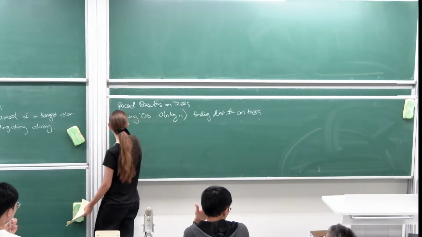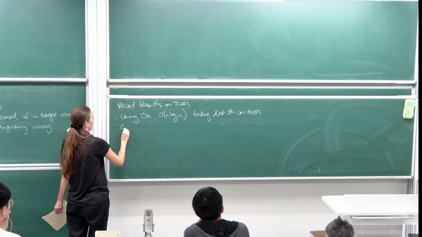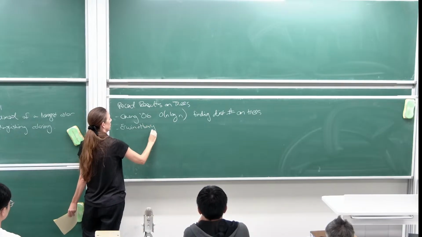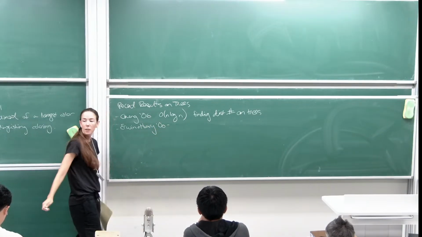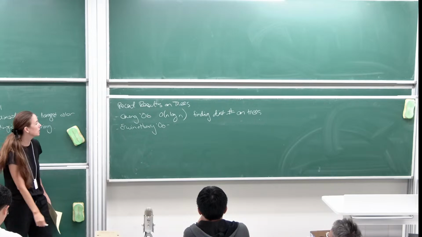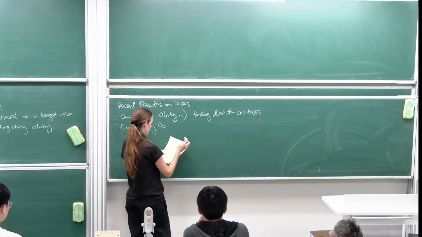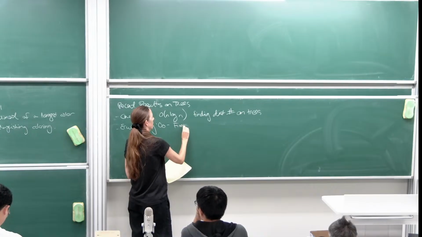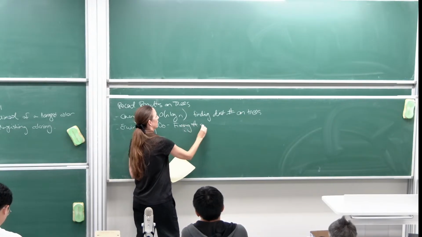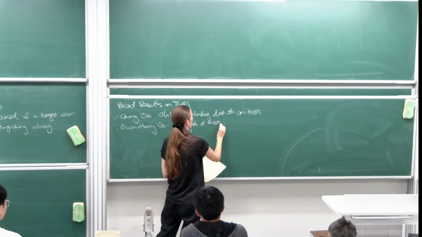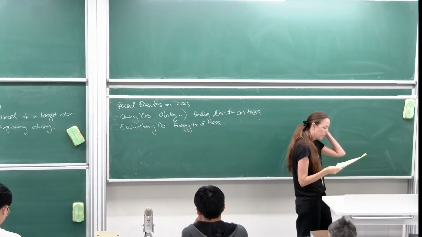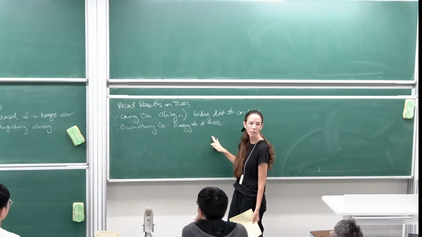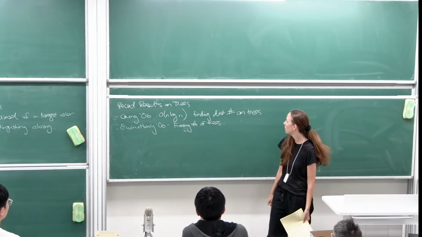And then also in 2006, Irwin and Harari looked at the fixing number of trees and have an explicit formula for this. And they also showed that you can always find a minimal fixing set consisting of only leaves in the tree.